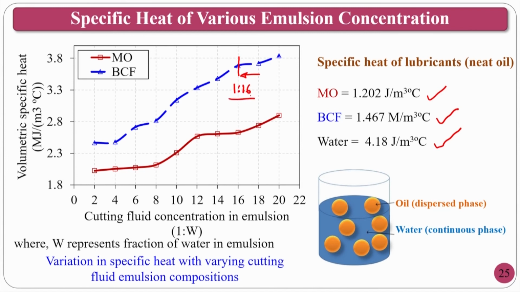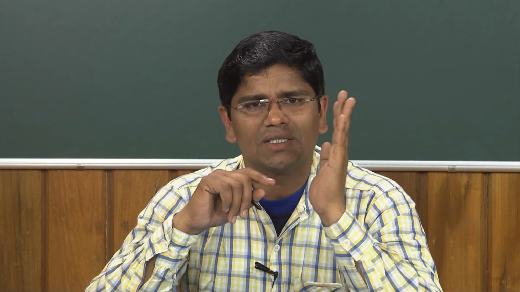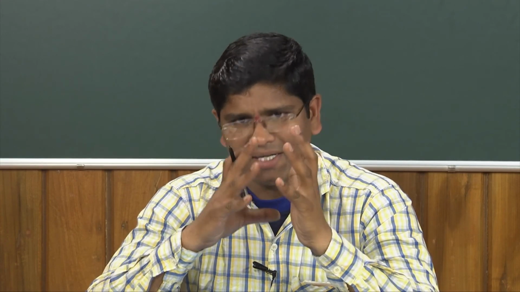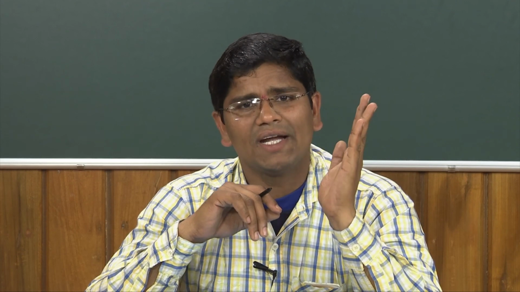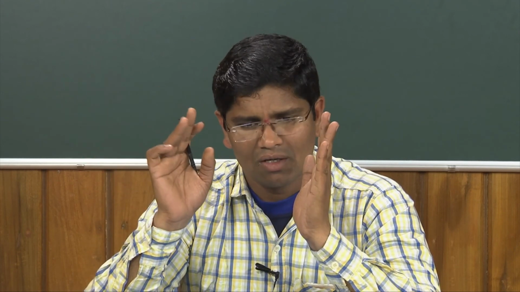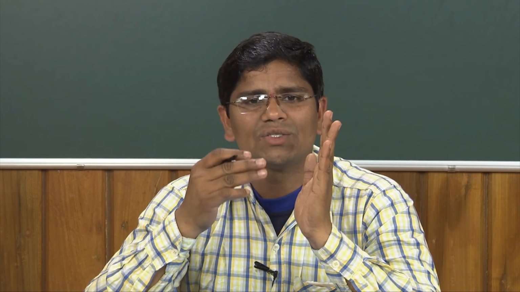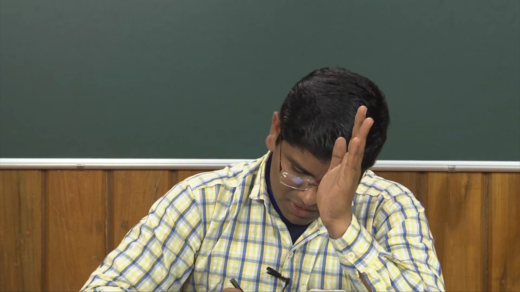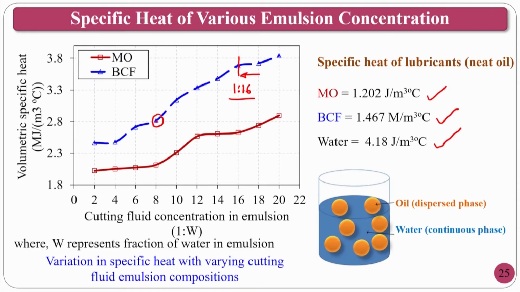So 1:8 is good, and after 1:8 it is good. If you choose 1:16, you will have better thermal conductivity properties, because beyond 1:8 it is good. If you choose 1:8, what will happen? You will have this much volumetric specific heat. If you choose 1:16, this much volumetric specific heat.